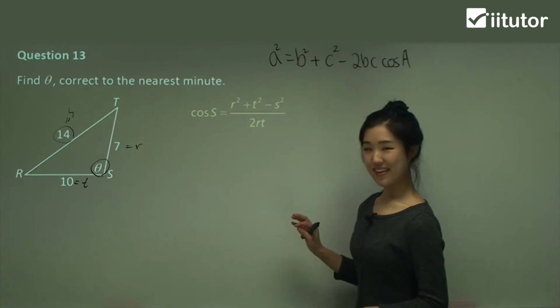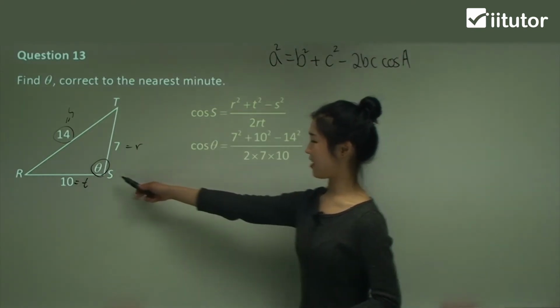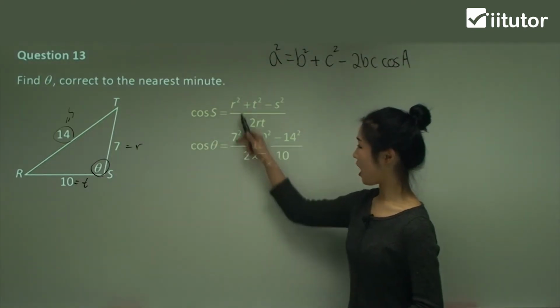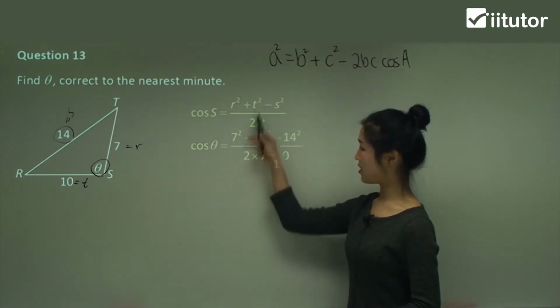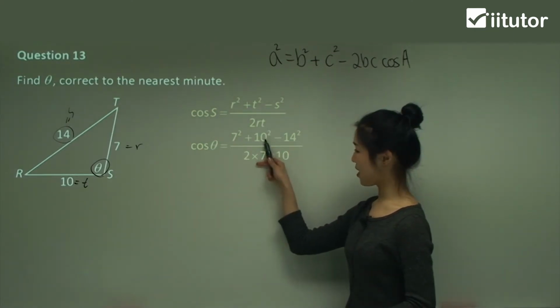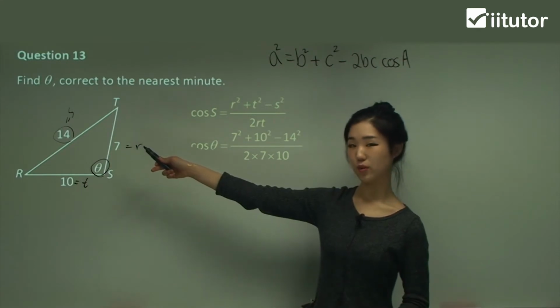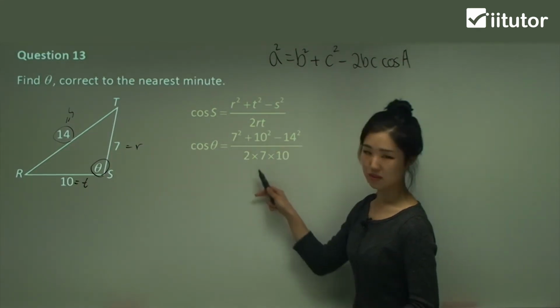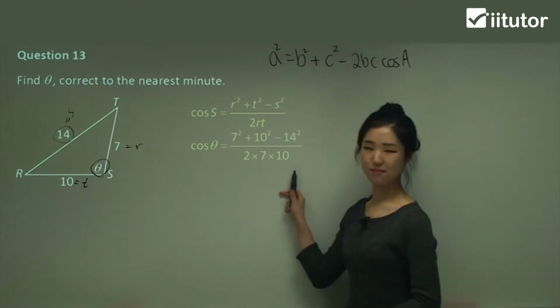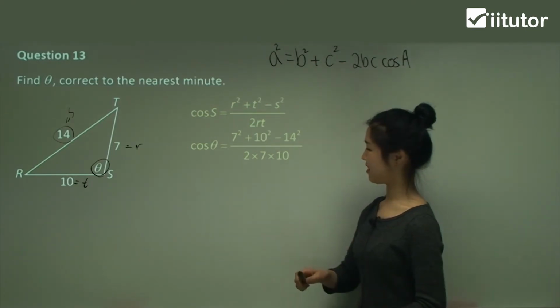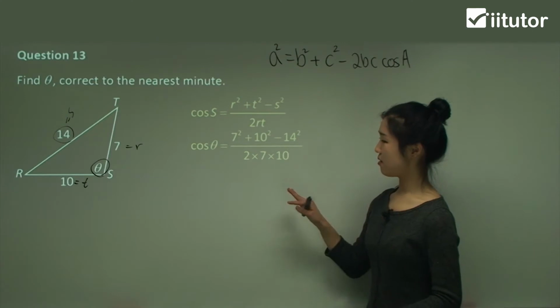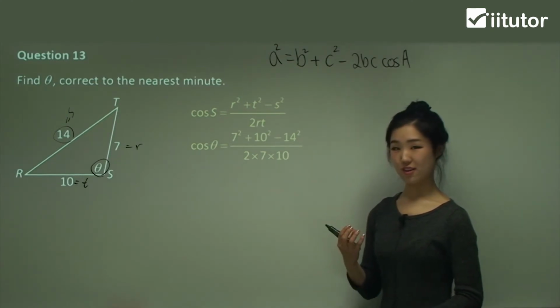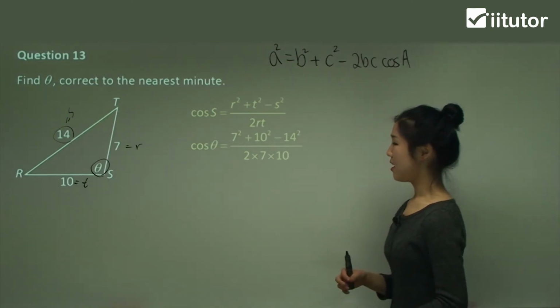Let's put in the values now. So cos theta, this theta that we're looking for, equals r, which is 7, so 7 squared, plus t, which is 10, so 10 squared, minus the opposite side, s, which is 14, so 14 squared, over 2 times r times t again. So 2 times 7 times 10. Get it? Yes, you do. Now I've got all that. All we need to do is look for theta. So I'll just calculate that.